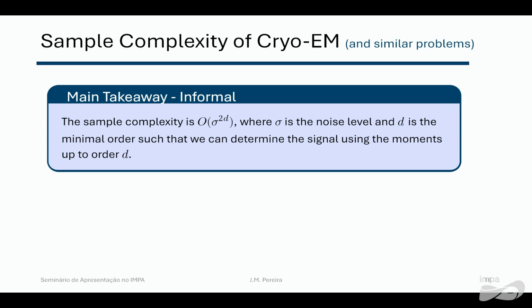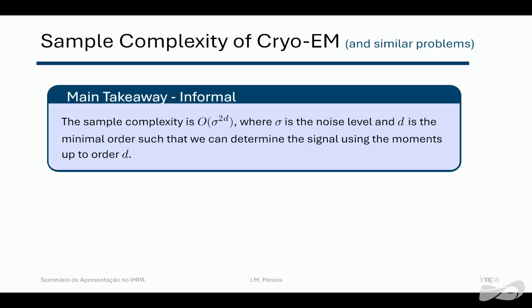What I learned during my PhD was that the sample complexity for problems where the noise is very big, like in cryo-EM, is given by sigma to the 2D. This sigma here is the noise level, so think noise standard deviation. And what is this D? This D is the minimal order such that with moments up to order D, you can recover the parameters of the data.